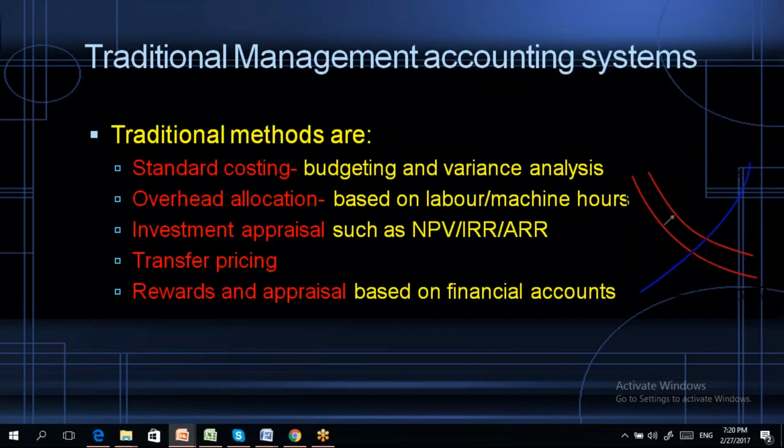So the new method is basically activity-based costing. Investment appraisal we still do with the same old methods, but we look at some other things also. We look at the non-financial things through the balanced scorecard. Because sometimes the investment appraisal may show a minus figure.